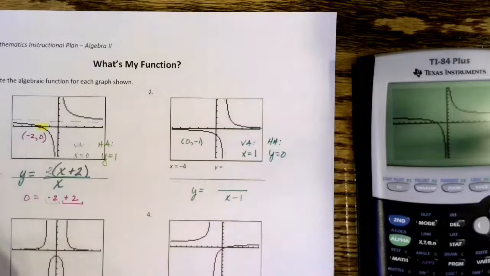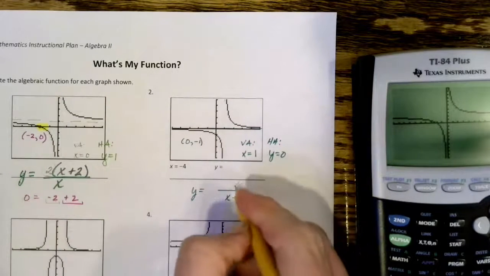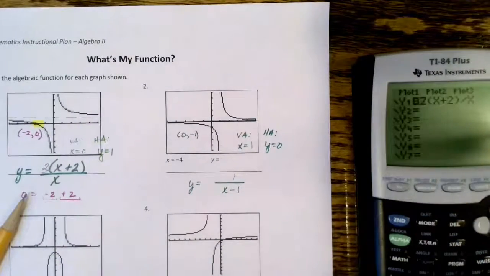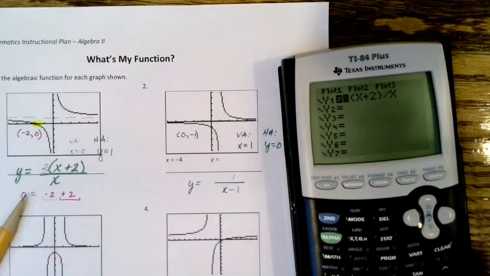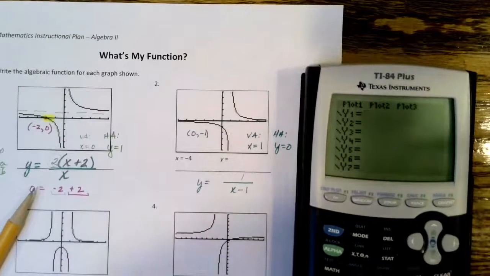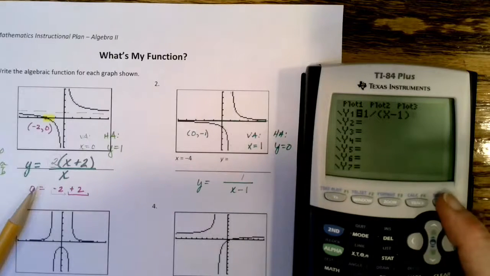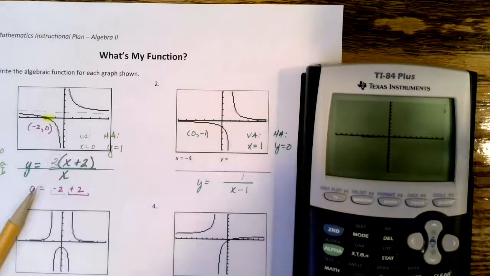So let's go ahead and play with this. Let's stick a 1 up here and compare our functions. Go to our graphing calculator and we'll go ahead and test it and see if I had 1 divided by x minus 1, what would our graph look like? Pretty good. So this one looks like we hit it spot on.